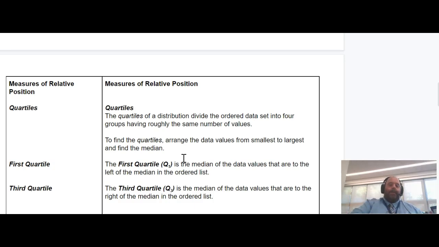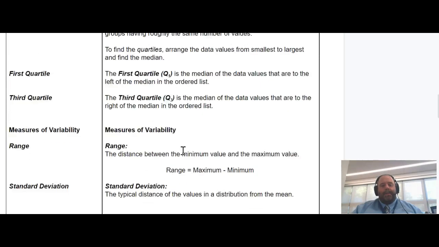Basically, the median is the second quartile. The first quartile is the median of the numbers below the median. The third quartile is the median of the data values that are above the median. Okay, so then you're going to get 25, 25, 25, 25. The middle 50% are between the first and the third quartile. We're going to put a pin there. We're going to come back to this quartile stuff in a second, but just be aware that this exists.